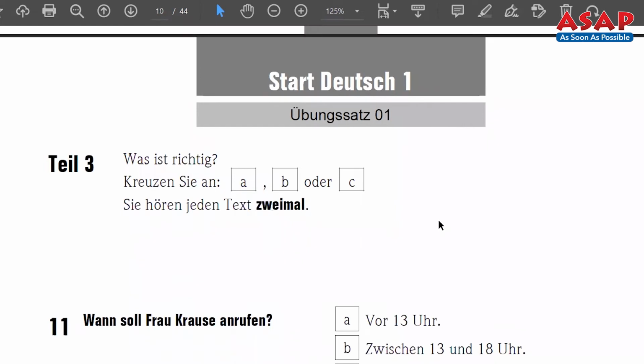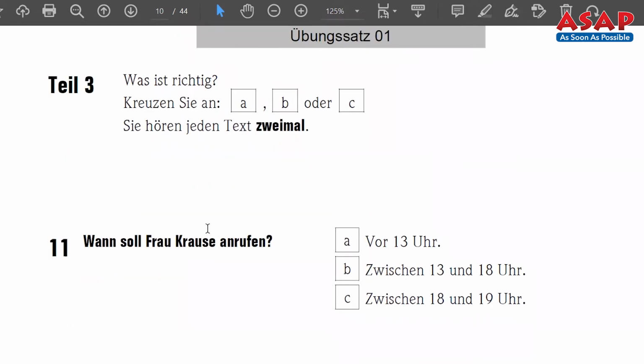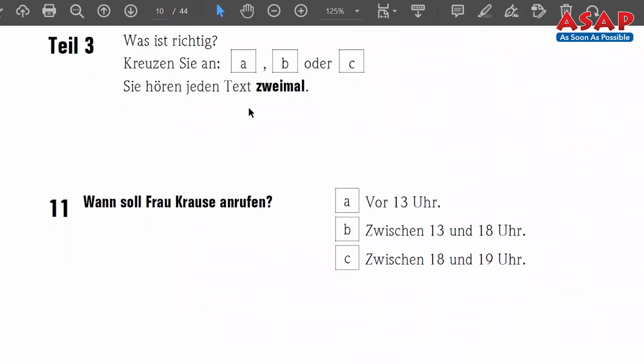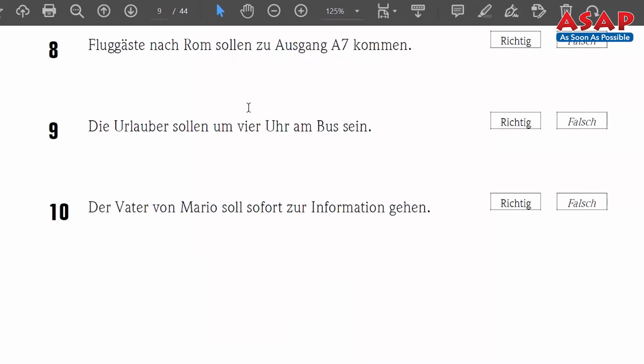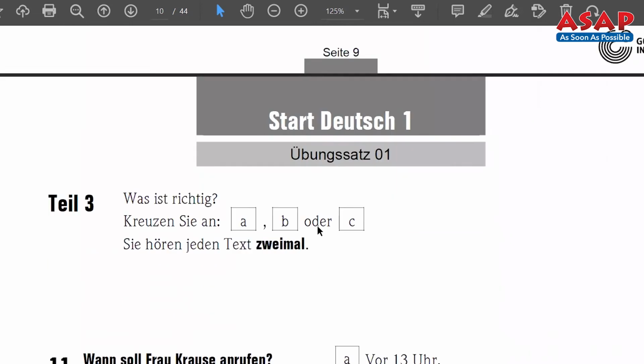In Teil 3, you will see again, was ist richtig? Kreuzen Sie A, B oder C. Same question will be there and 3 options will be there. Okay, same thing. This audio will be played twice. So again, you will find it quite easy after solving these 4 questions where you listen to the audio only once.